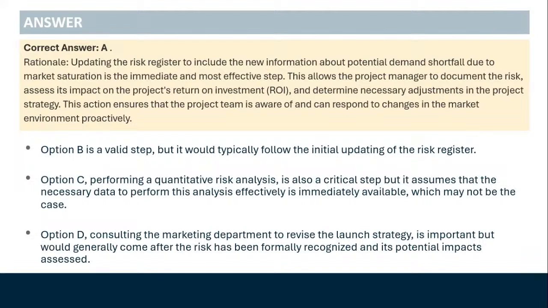Option B is a valid step, but it would typically follow the initial updating of the risk register. Option C, performing a quantitative risk analysis, is also a critical step, but it assumes that the necessary data to perform this analysis effectively is immediately available, which may not be the case. Option D, consulting the marketing department to revise the launch strategy, is important, but would generally come after the risk has been formally recognized and its potential impacts assessed.